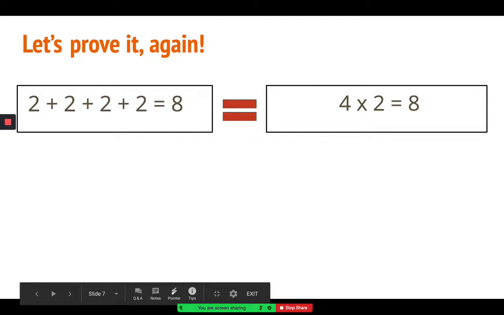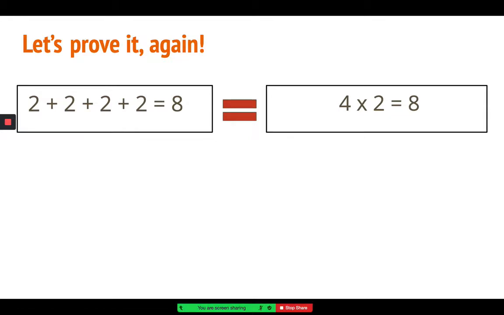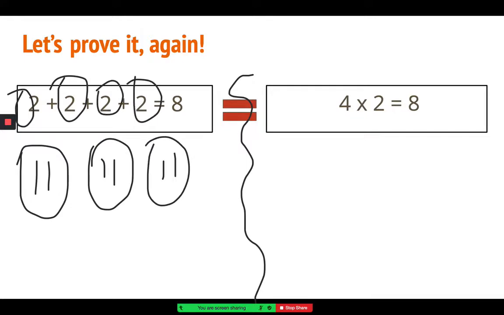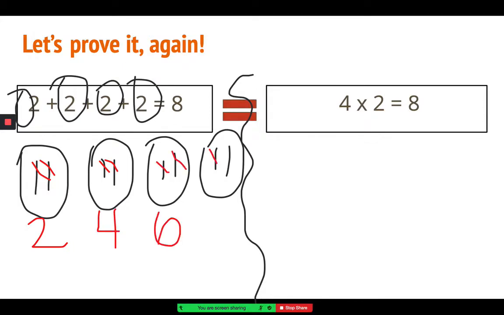All right, let's prove it once more. So let's do the same thing, except this time let's use different strategies. So let's do an equal groups on the addition side. So I have a group of 2, 1, 2, another group, and a 4th group. Let's count them up. 1, 2, 3, 4, 5, 6, 7, 8. 2 plus 2 plus 2 plus 2 equals 8. And we showed that to be true by drawing an equal groups model.